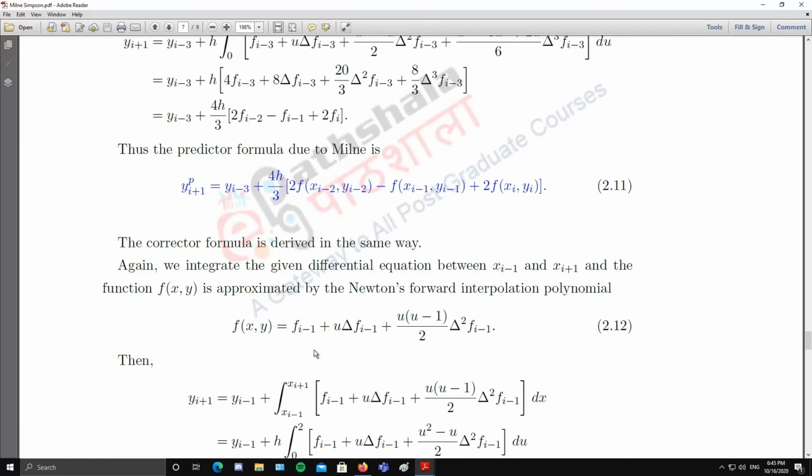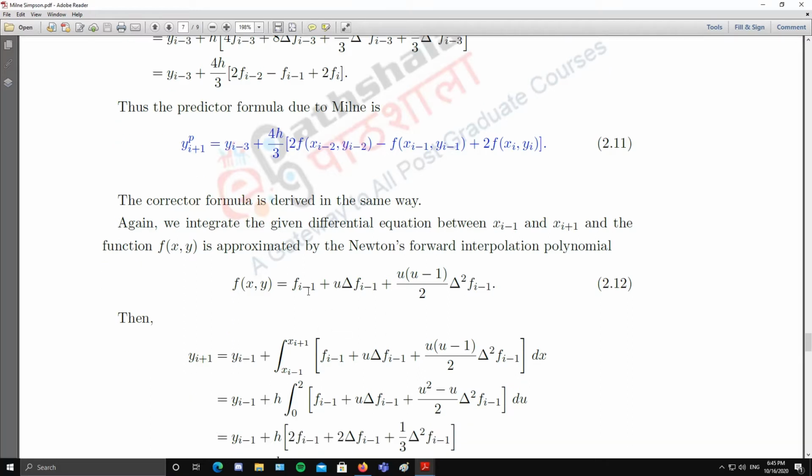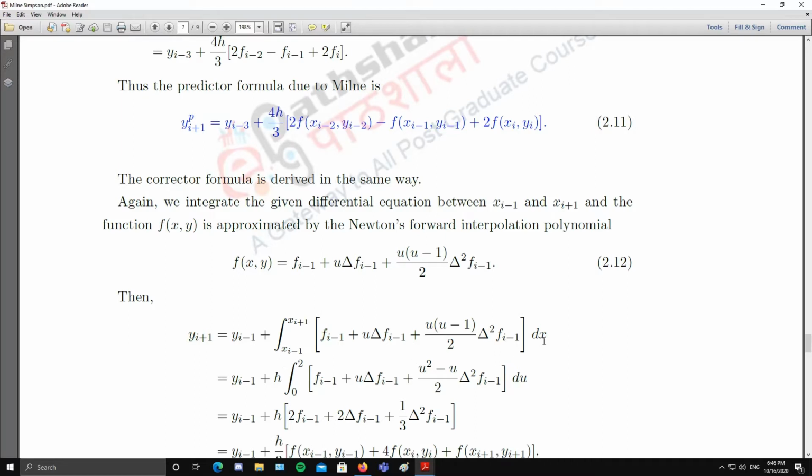So f of x, y is replaced by this forward interpolation polynomial: f(i-1) plus u del f(i-1) plus u into u minus 1 by 2 factorial del square f(i-1), where u is x minus x(i-1) by h. Here dx is h times du. When x takes the lower limit, u is 0. When x takes the upper limit x(i+1), u is 2.